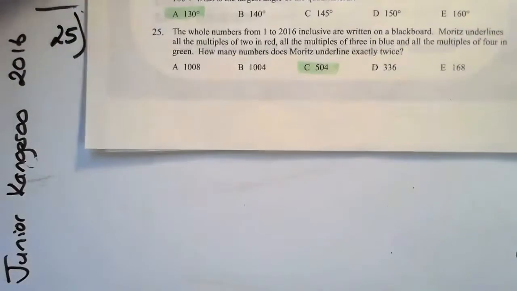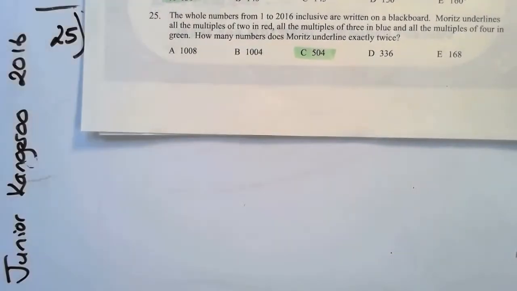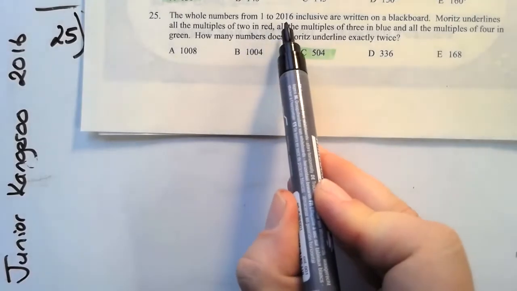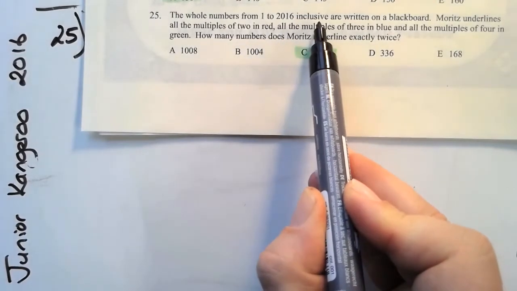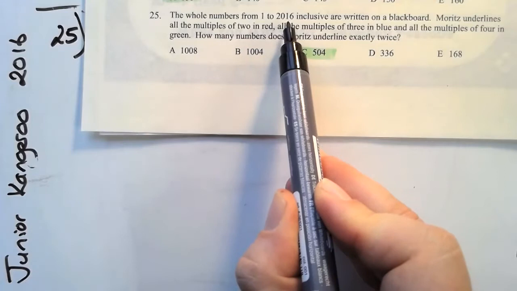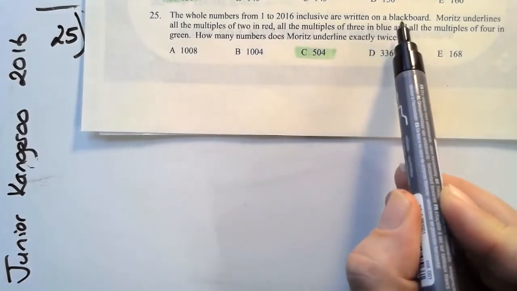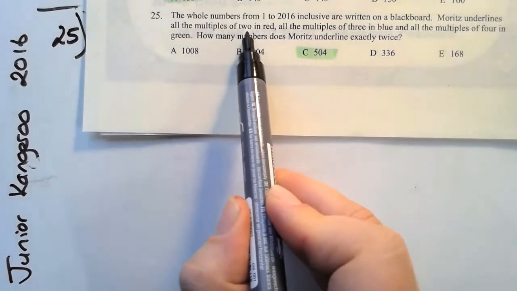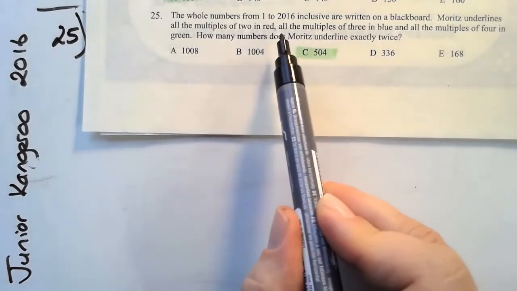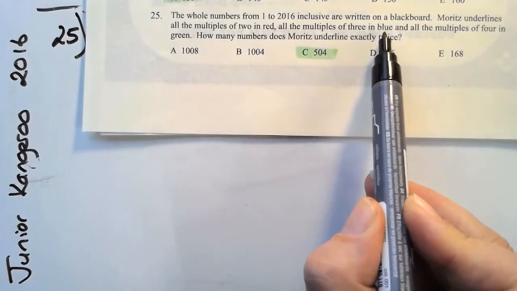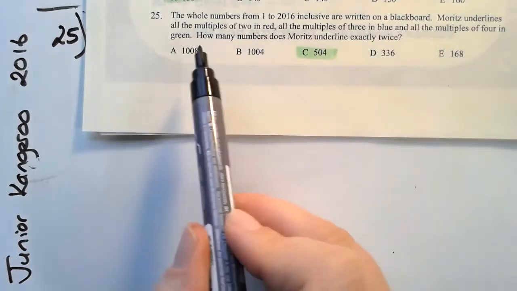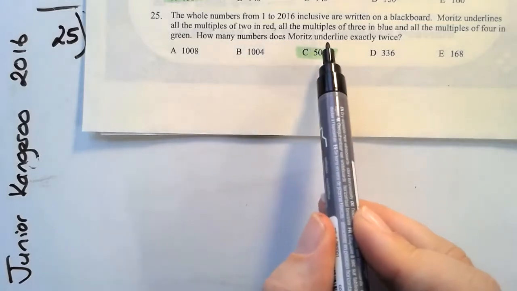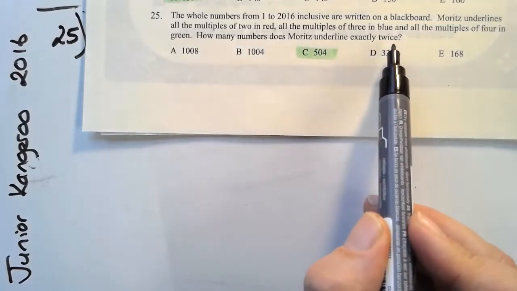So question 25, last question on the paper. The whole numbers from 1 to 2016 inclusive, that means it includes 1 and 2016, are written on a blackboard. Moritz underlines all of the multiples of 2 in red, all the multiples of 3 in blue, and all the multiples of 4 in green. How many numbers does Moritz underline exactly twice?